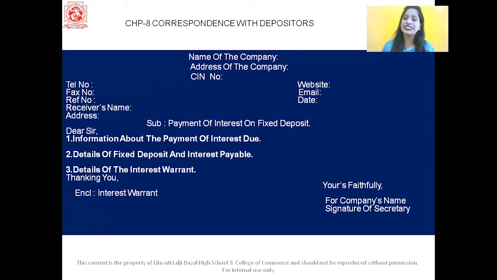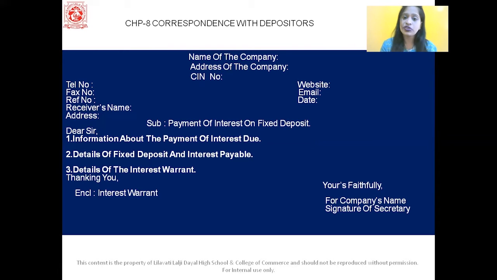After gross, we always have TDS, that is 10% to be deducted. Last is the net amount of interest. So 7 things: interest warrant number, fixed deposit number, deposit amount, rate of interest, gross amount of interest, TDS, and net amount of interest. In the last paragraph, the secretary is talking about details of the interest warrant.